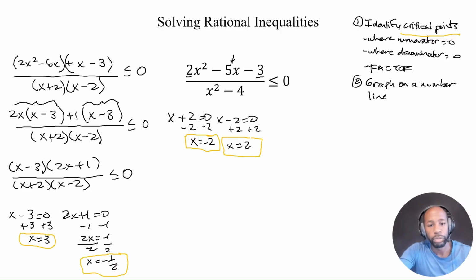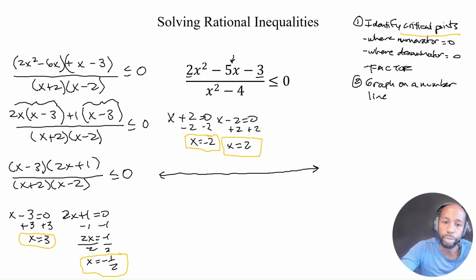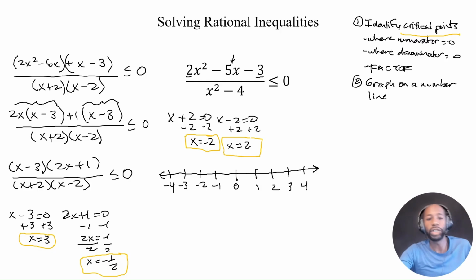Okay, so I'm going to draw this number line like so. Put 0 right here. Let me mark 1, 2, 3, 4 and -1, -2, -3, -4. Now let's graph these critical points.